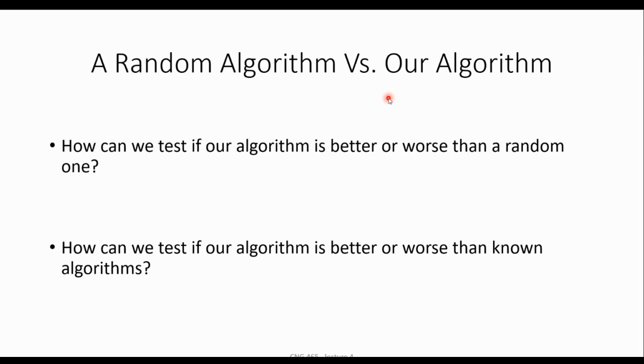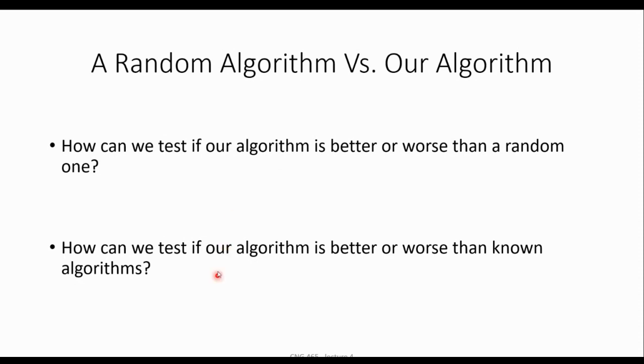That's why we try to make our algorithm better and better and far from a random algorithm. So how can we test if our algorithm is better or worse than a random one? In statistics, we have a term named hypothesis testing, which is very useful for doing that. And I will show you in the next slide how we can do it.